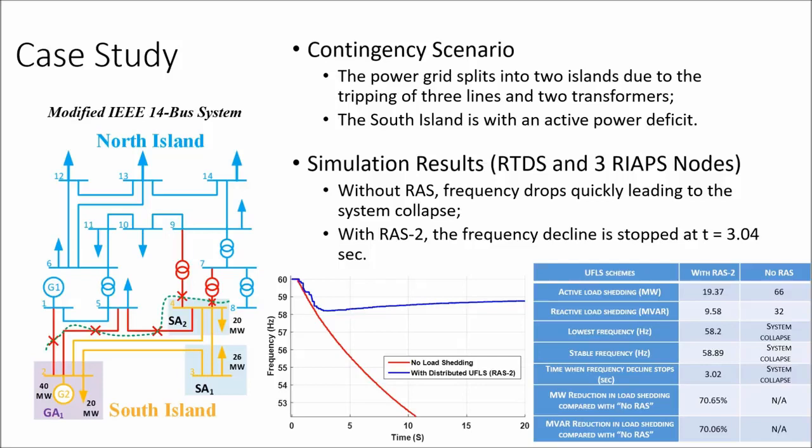If there is no RAS, a system collapse happens, leading to the loss of all loads, 66 MW and 32 MVA. With the proposed RAS2 that runs on 3 RIAPS nodes, the frequency decline stops at 3.02 seconds by shedding 19.37 MW and 9.58 MVAR, respectively. In this study, the secondary control is not included. Thus, the system frequency does not recover back to 60 Hz.